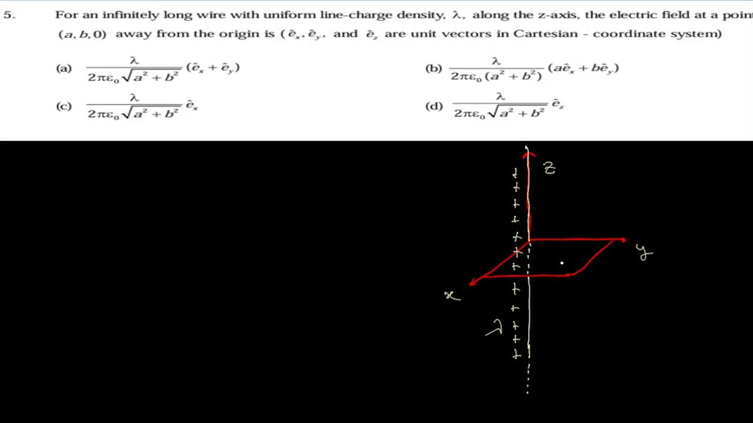Now what we have to do is calculate at (a, b, 0). That means the point will be on this xy plane. And what is the coordinate of this point? (a, b, 0). So at this point we have to calculate the electric field.